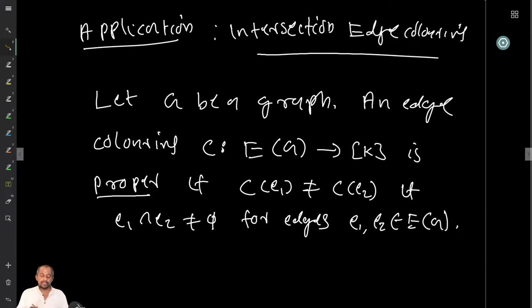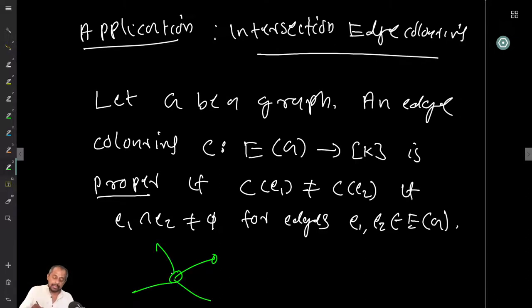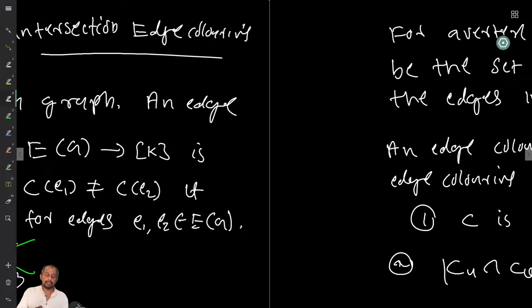Now, what is a proper edge coloring? You have two edges, right, or a number of edges, each of the edges incident to a vertex should get a different color, right? So this color and this color and this color must all be different. You cannot give the same color, but we can of course give color 1 here, for example, because the 1 and 1 are not incident, right? So similarly, I can give 2 or 3 here, right? So this is a good proper coloring, right? So a proper edge coloring.